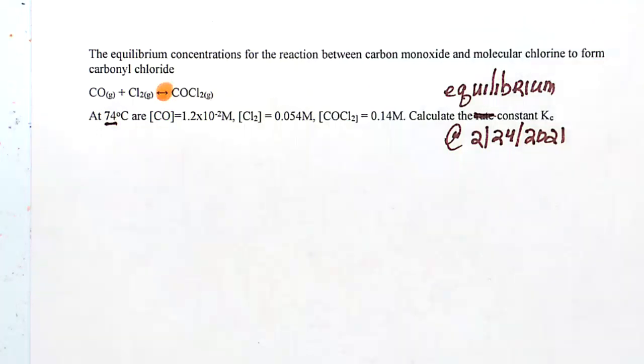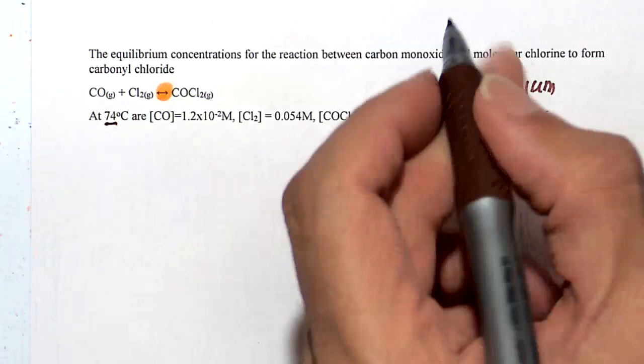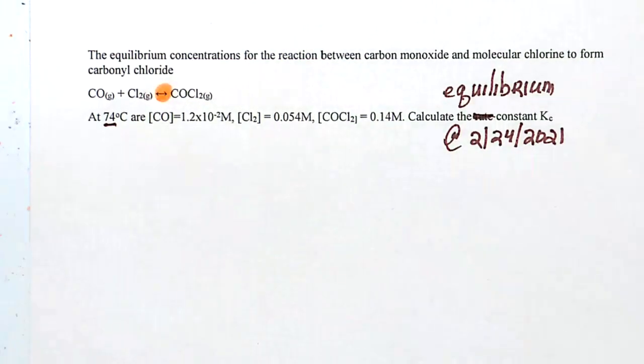Okay, it's the equilibrium constant, not the rate constant. Definitely, if you have your notes, I made a big deal of it. Rate constant is lowercase k. Equilibrium constant is capital K.